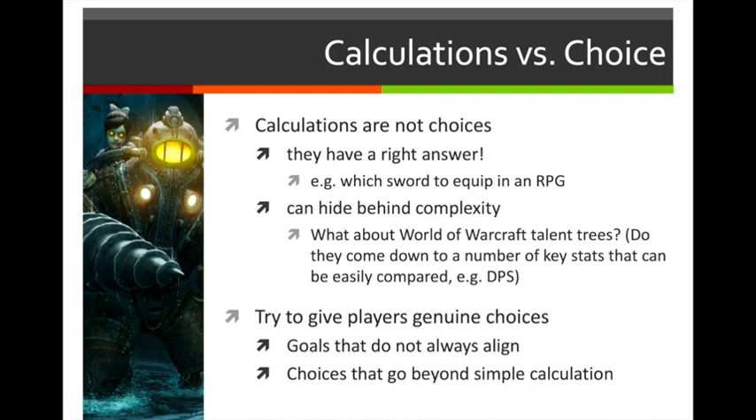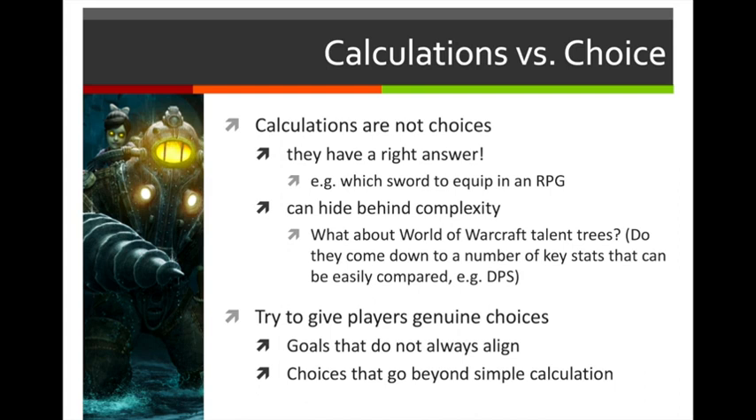Calculations have a correct answer. If you're thinking about which sword to equip in an RPG, there will probably be a best answer. One sword will be better than another, although that might hide behind complexity. So in big RPGs with complex magic systems or magic weapons, it can be quite difficult to decide which one thing is better than another, but it's still a calculation. In your games, try to give players genuine choices.